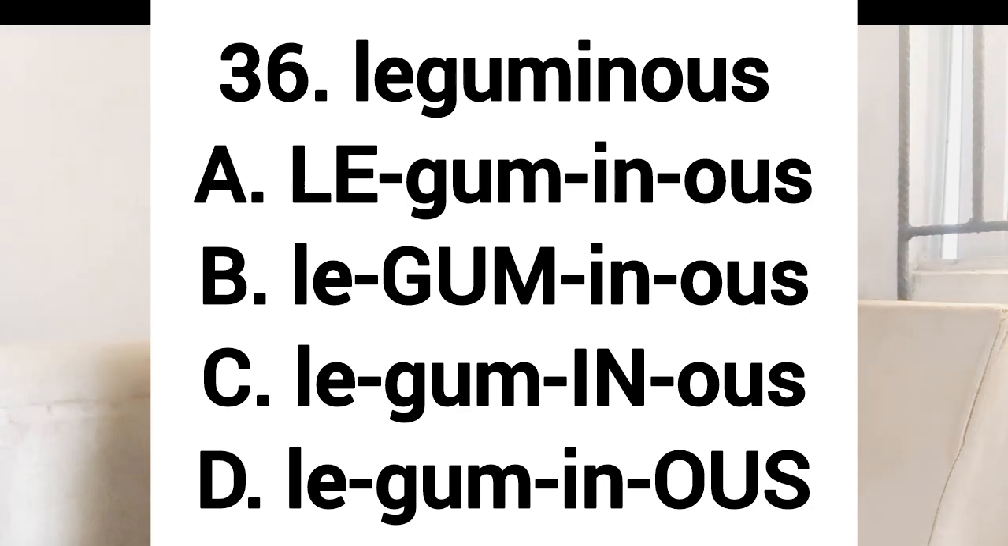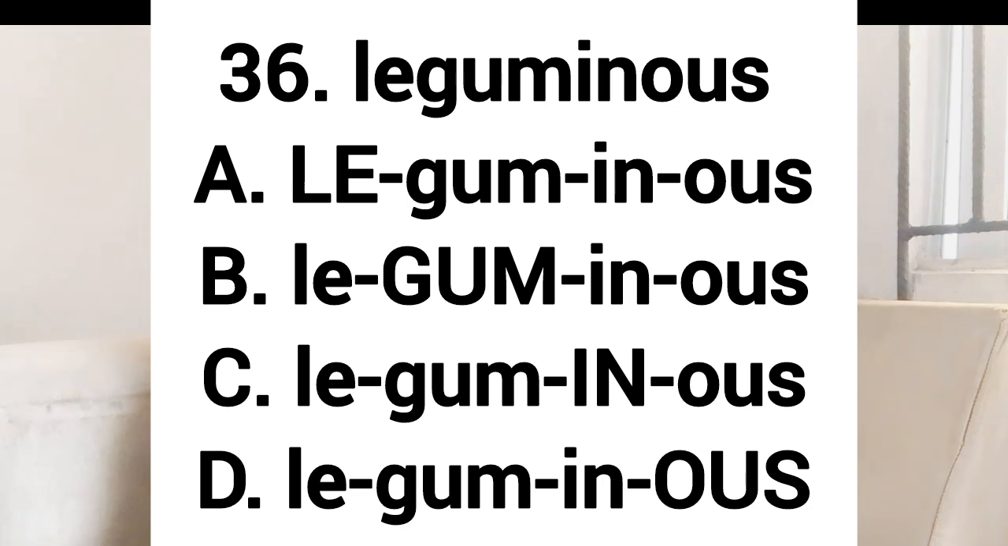Stress is so interesting only when you make your dictionary a friend. Your dictionary needs to be your friend. How can you identify stress using dictionary? There is this symbol. The symbol comes before the stressed syllable. You always see the symbol before the stressed syllable. Option A is the correct way of stressing leguminous. Your stress should be on the first syllable.